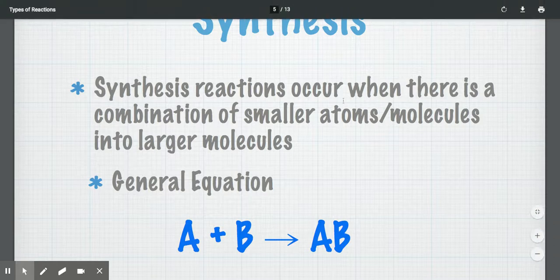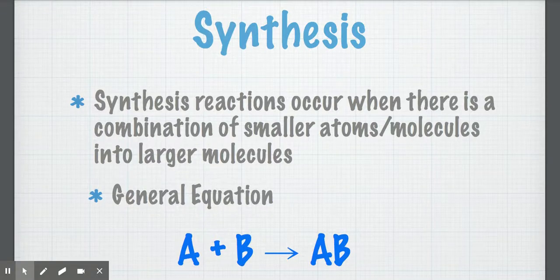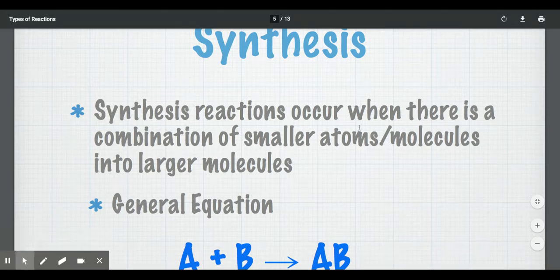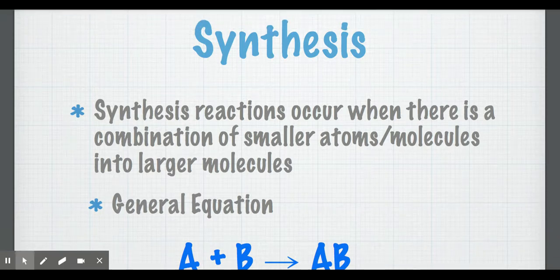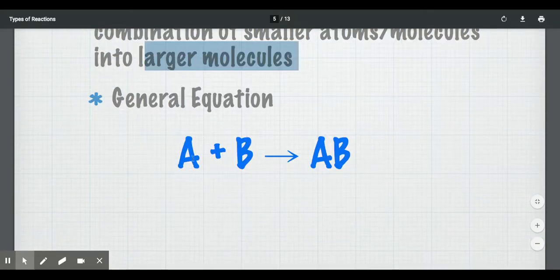So let's talk about synthesis reactions. A lot of people think synthesis means create something new. When I say synthesis reactions, I mean we are creating something new. We're synthesizing something, making a big something from 2 small somethings. A synthesis reaction occurs when there's a combination of smaller atoms or molecules into larger atoms or molecules. Our general equation is A plus B equals AB. So something plus something is going to equal something combined.